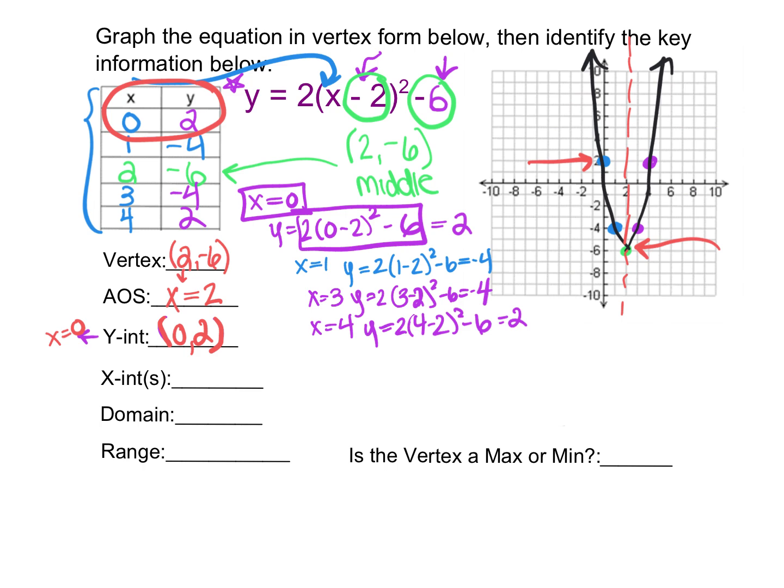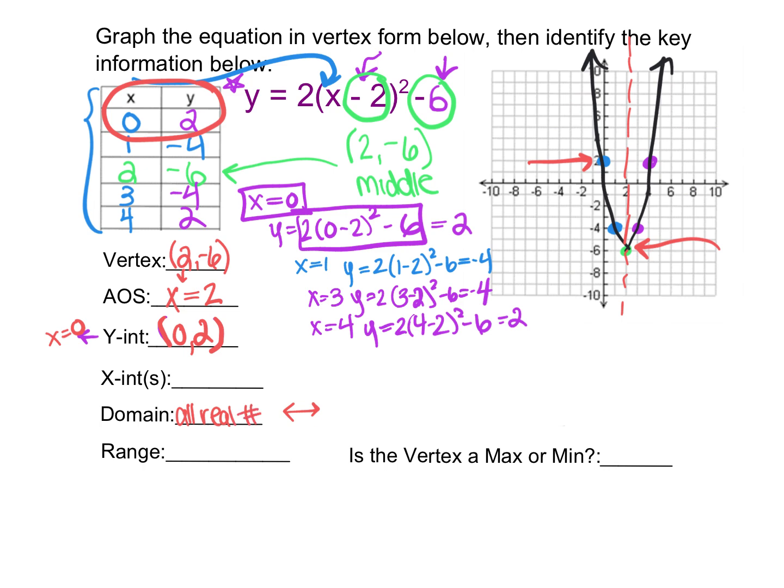X-intercepts, I'm going to come back to in just a second. Those are going to take us a little bit longer. But our domain, because our graph is going forever to the right and forever to the left, is simply all real numbers.